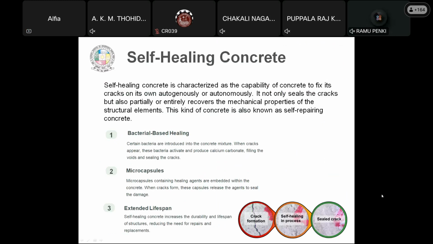Then we have this self-healing concrete. So this self-healing concrete is a technology which has the potential to heal the crack once the crack develops. Okay. So they have the capability to fix the crack on their own. Also, not only does it heal the cracks, but it also recovers completely the mechanical strength that the structure was designed for before the cracking.